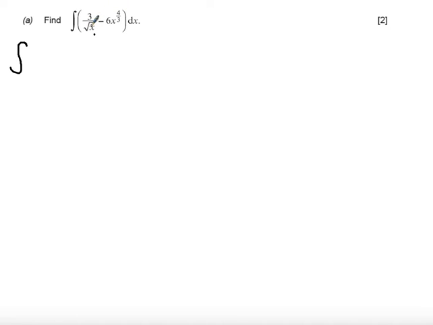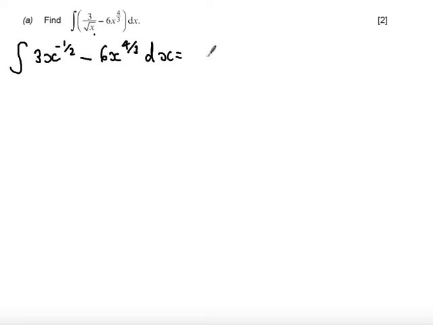Square root of x means we're going to have x to the power of a half on the denominator here, and because it's a denominator it means it's a negative term, so we're actually integrating 3x to the minus a half minus 6x to the 4 over 3, and we're integrating this with respect to x.